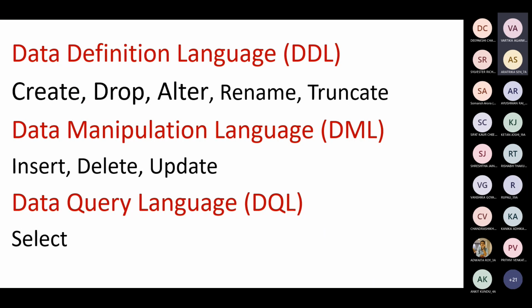Any doubt? Anyone? Definition means you are going to define something, rather, you are going to create something. Second one is manipulation. You are going to do some changes, some manipulation with your data. The third one, you are going to query your database. The language that we are going to use is data definition language for creating or defining your data. The language for manipulating your data, for changing your data, is data manipulation language. Last but never the least, the language that you are going to use for querying your database is data query language.